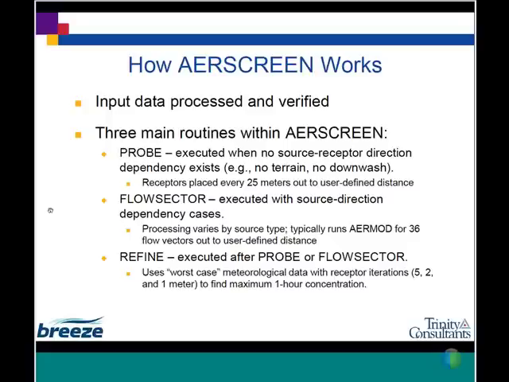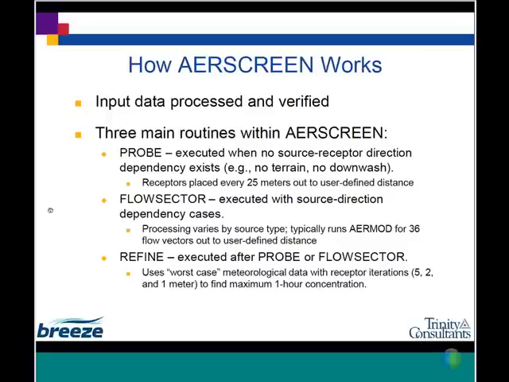The processing is a little different based on the type of source that you have. The rectangular area source in particular has a slightly different method to run the flow sector routine. But for the most part, you'll get a full circle of results for each of the 36 flow vectors. The final step then, regardless of whether probe or flow sector is run first, is the refine step.